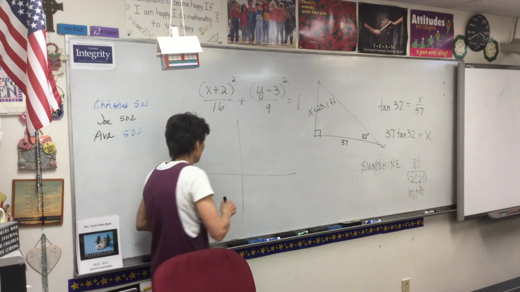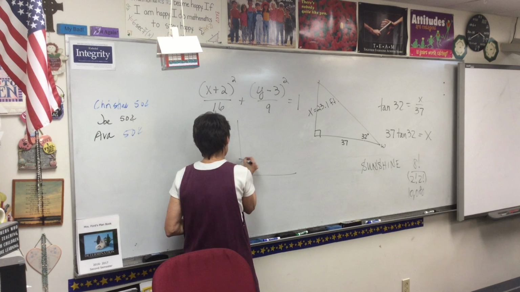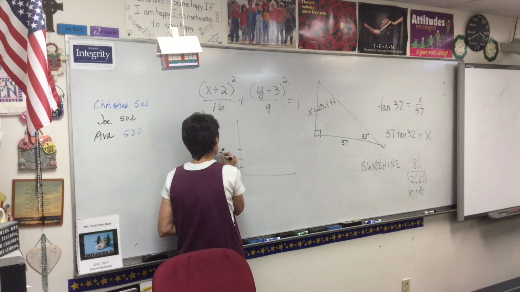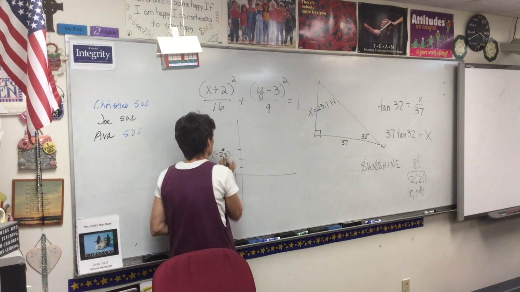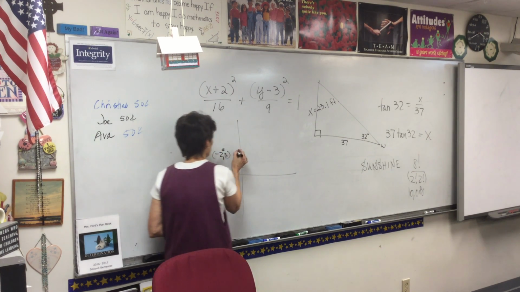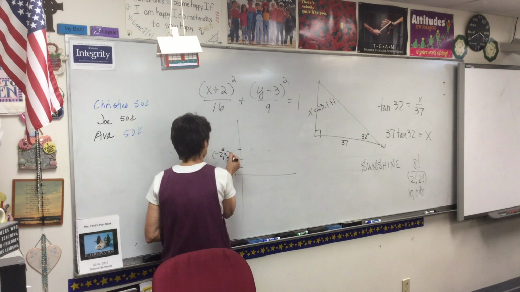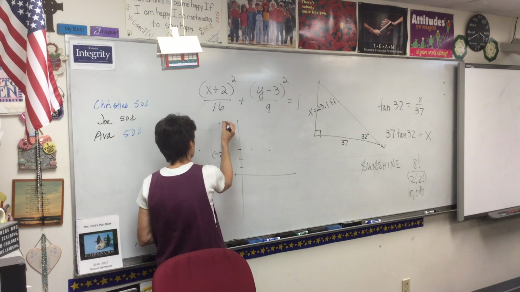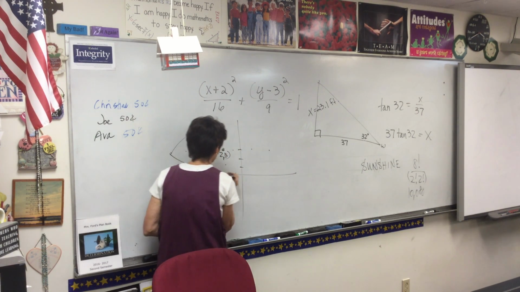Negative 2, 3. That's your center. Negative 2, 3. So that's the beginning of everything. Side to side 4. So I'm going to go side to side 4. 1, 2, 3, 4. 1, 2, 3, 4. Up and down 3. 1, 2, 3. 1, 2, 3. And here is my ellipse.